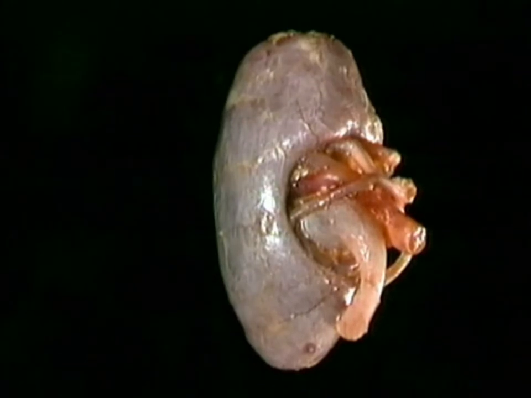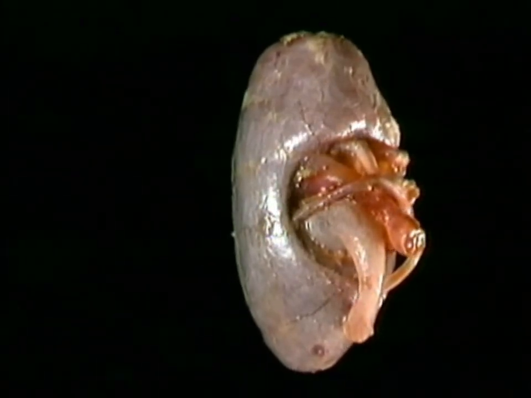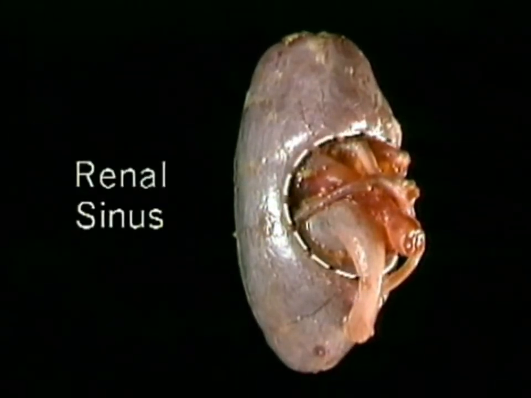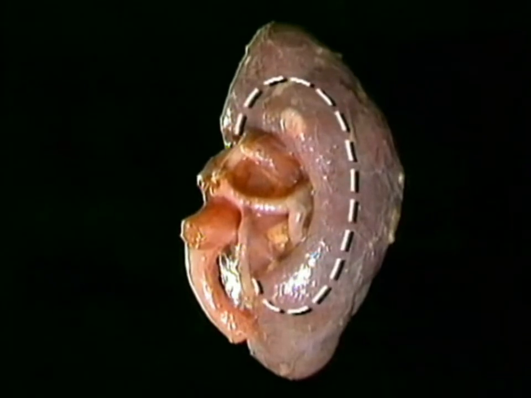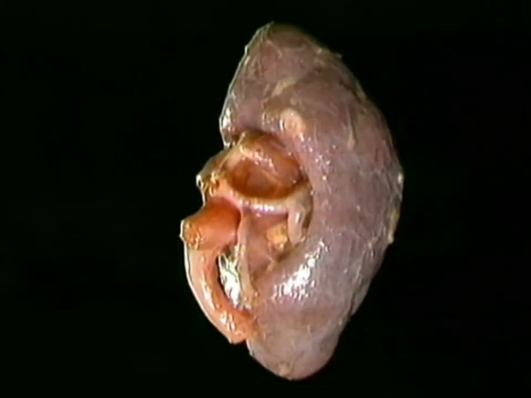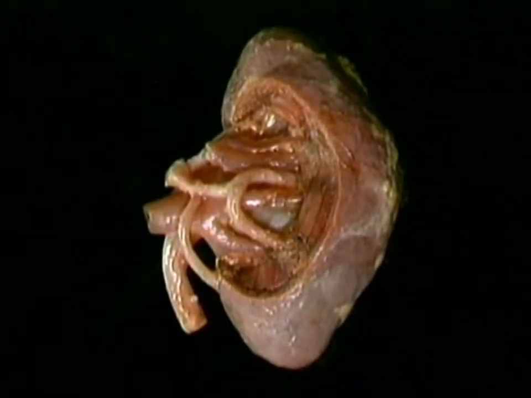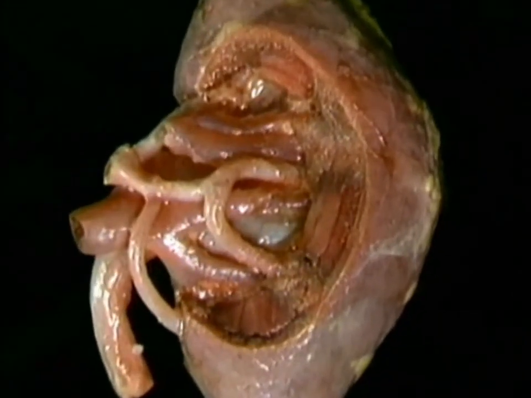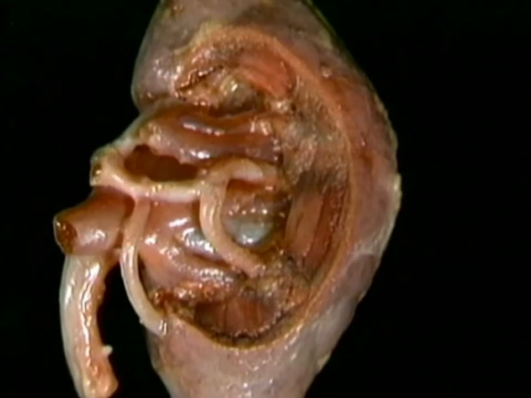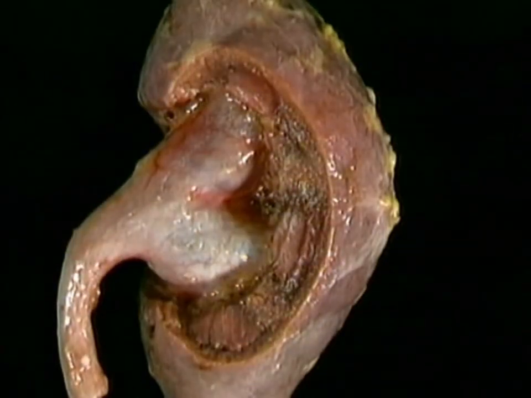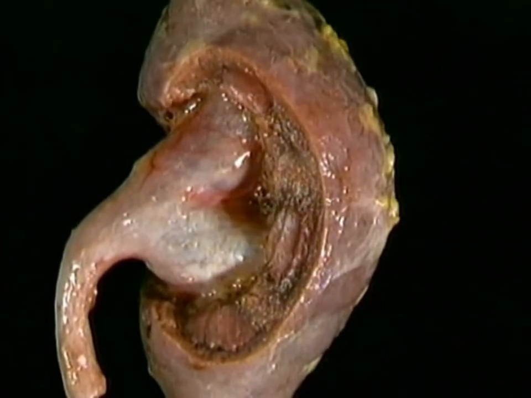At the hilum, the surface of the kidney is rolled inward, creating a deep oval pocket, the renal sinus. To see into the sinus, we'll remove this part of the kidney. In the renal sinus, the artery and vein divide into numerous branches. We'll remove them too, so that we can see the structures that form the collecting system for urine.